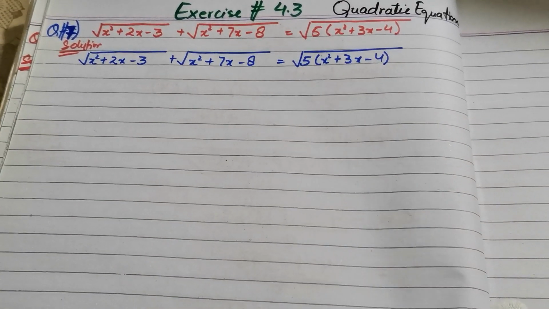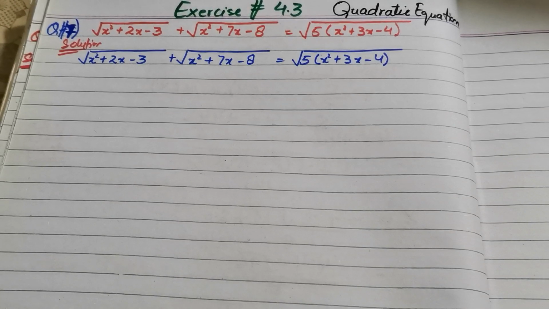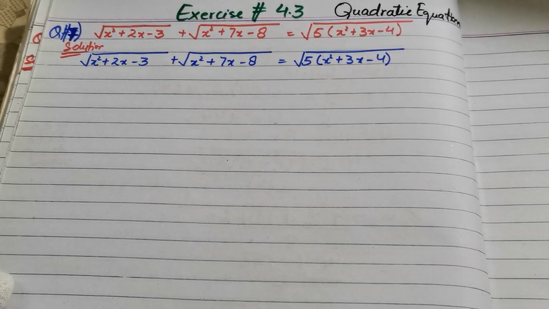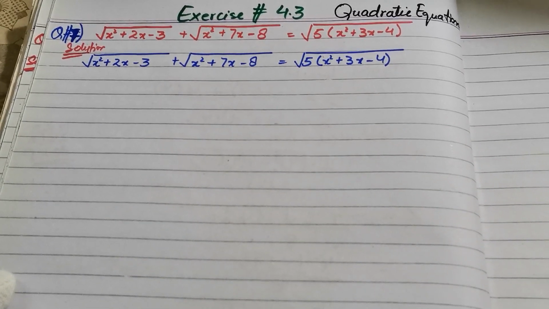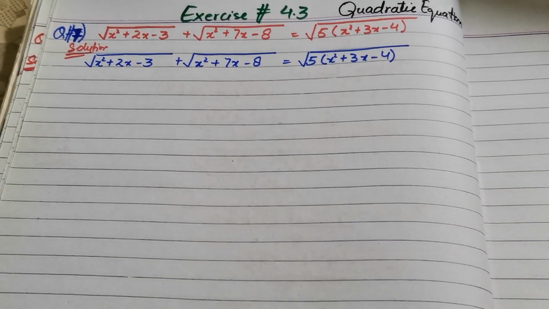Bismillahirrahmanirrahim. Today I am going to teach exercise number 4.3, quadratic equation, question number 7. Question number 7: under root x square plus 2x minus 3 plus under root x square plus 7x minus 8 is equal to under root 5 into x square plus 3x minus 4.